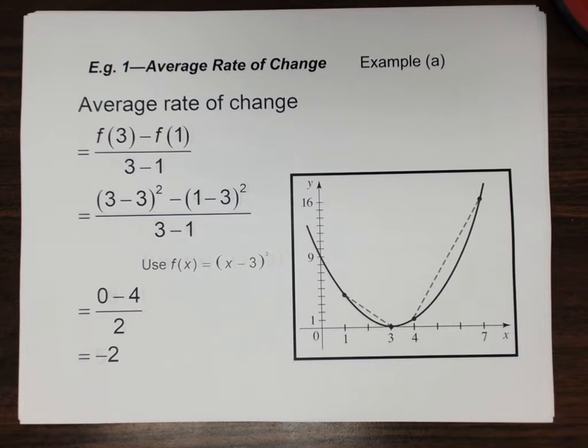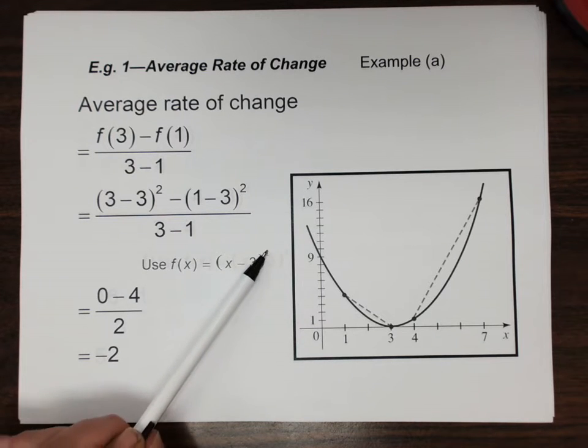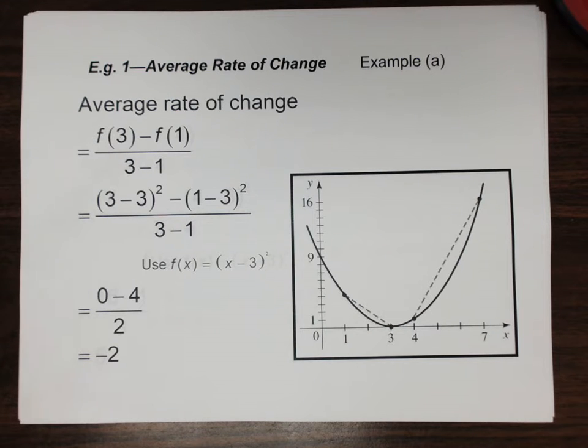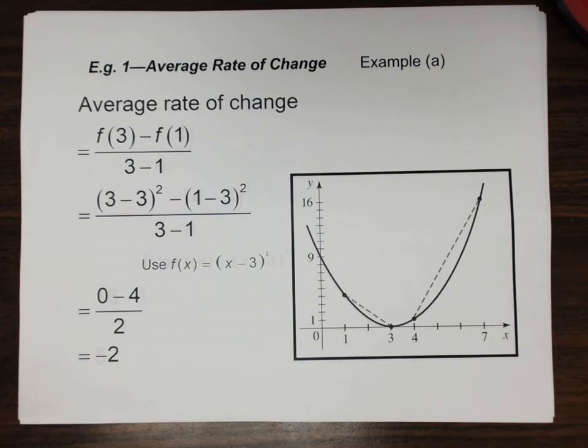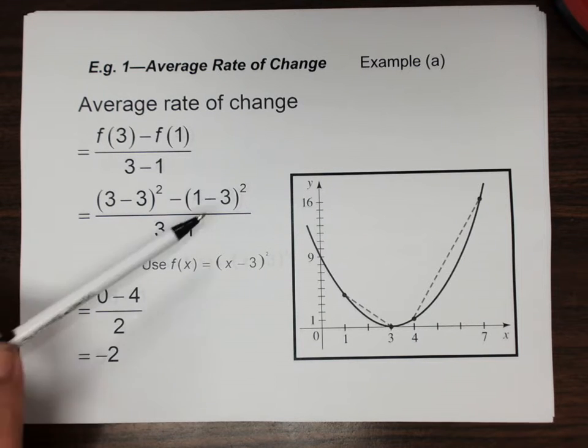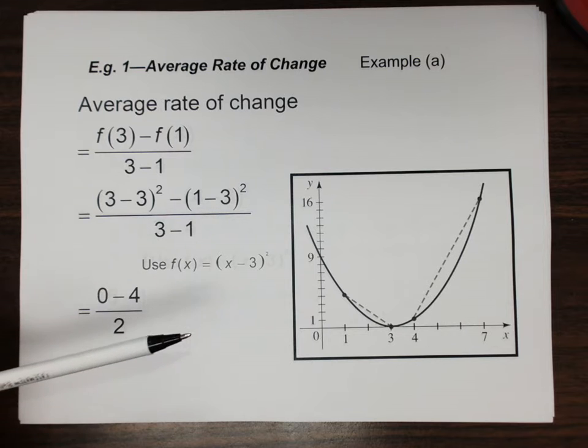So if we want to compute the average rate of change between the points 1 and 3, then we need to calculate the function value of 3 minus the function value of 1 over 3 minus 1. So now we have to be a little careful. We were given this equation, x minus 3 squared. So here, x is 3, so 3 minus 3 squared, well, that just becomes 0. And then we're subtracting from that 1 minus 3 squared. Well, 1 minus 3 is negative 2.